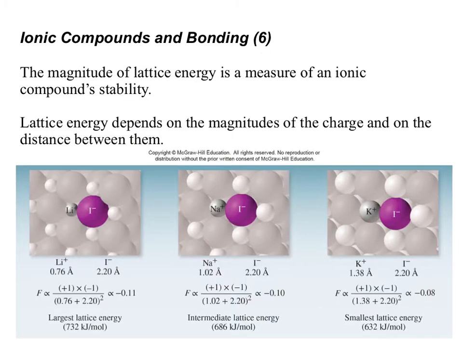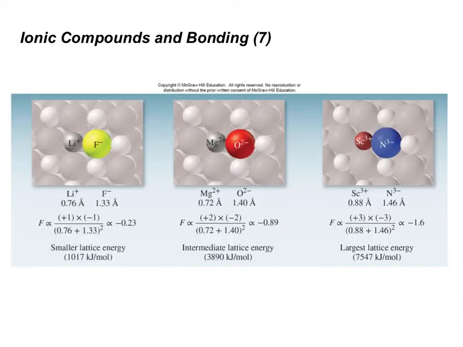Lattice energy depends on the magnitudes of the charge and on the distance between them. So everything we saw in the prior table makes sense. As our ions get bigger, the distance gets bigger and therefore the lattice energy decreases. Whilst as the charge increases, the lattice energy also increases.